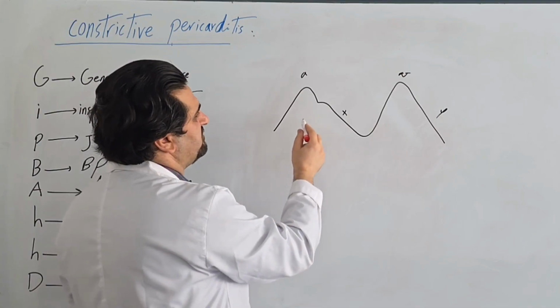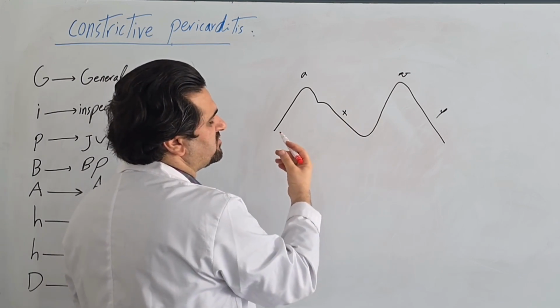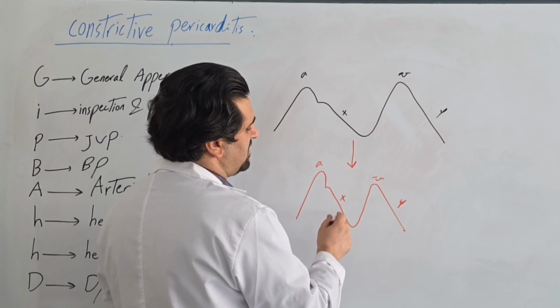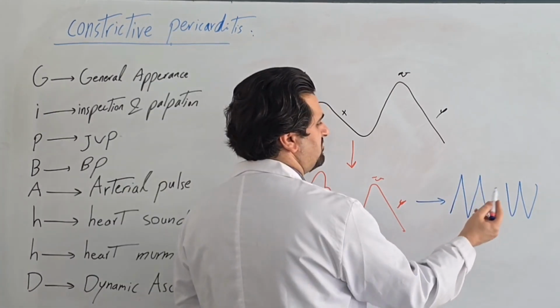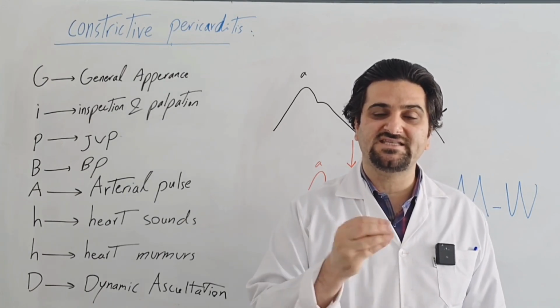This is a JVP curve in a normal individual. In a person who develops CP, or constrictive pericarditis, we have steep X descent and Y descent. In other words, it becomes similar to an M or W, which is called the M or W pattern. Now, what is the reason for the increased slope of the X and Y waves?